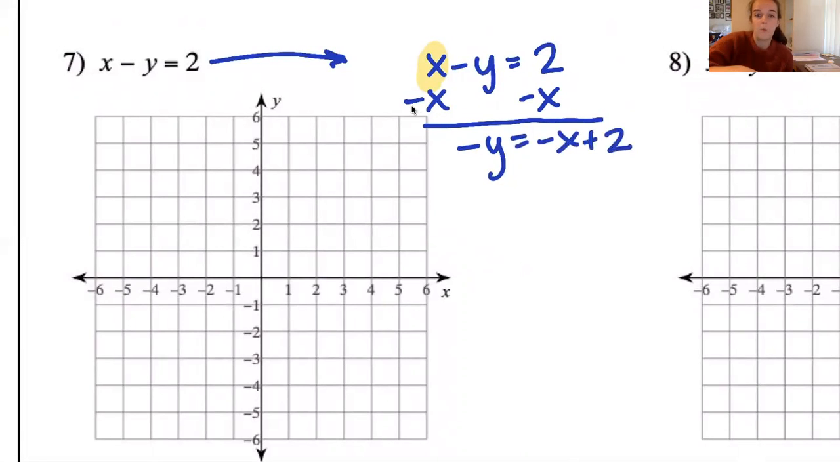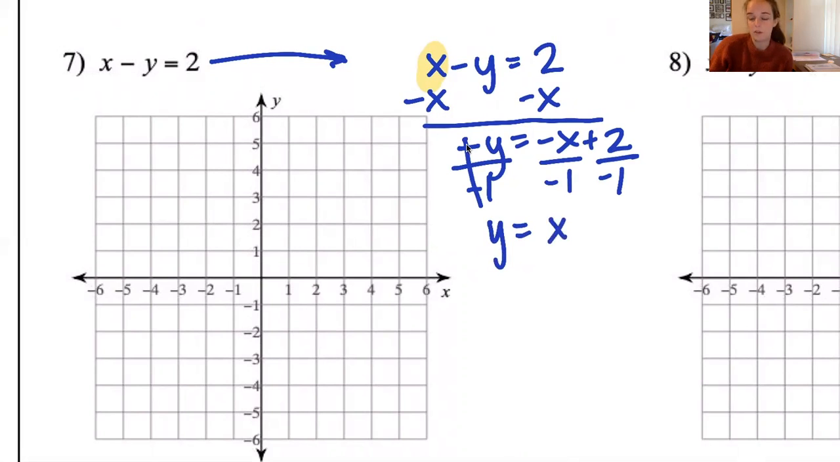Be careful that that y is negative, right? So we want to bring that down as well, which means we're going to have to divide by -1 in order to get rid of the negative. So I would have y equals -x divided by -1 is x, and +2 divided by -1 would be -2. Now it's in slope-intercept form.